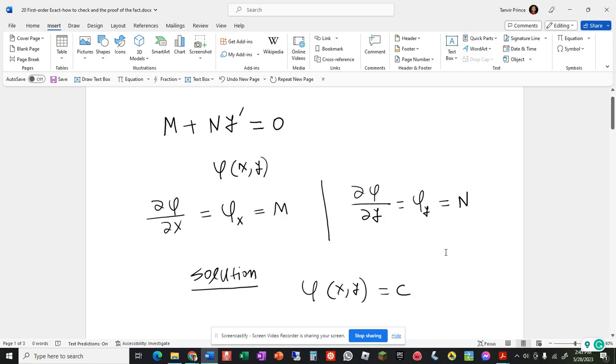So, a quick reminder, an exact first order differential equation can always be written this way: M plus N y prime equal to 0, which is the same thing as M dx plus N dy equal to 0. You can simply replace y prime by dy over dx, and then multiply by dx if you want. But typically we're going to write it like this.